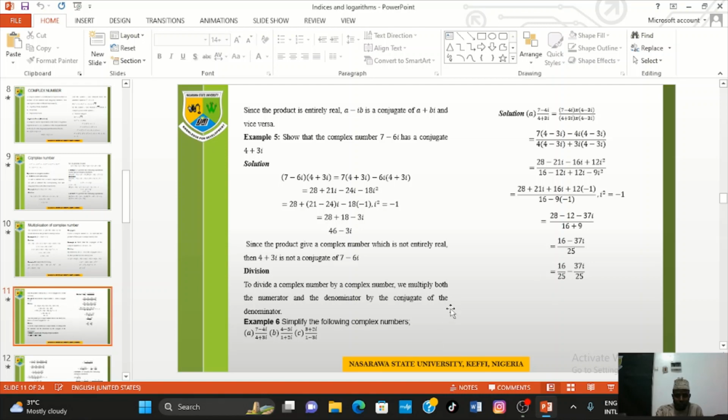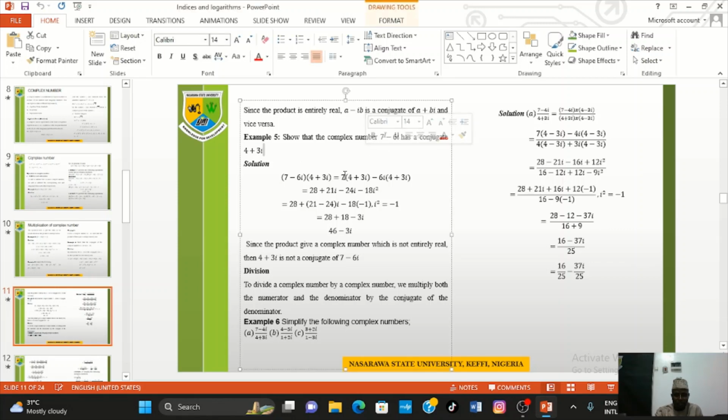Then we can see this example also, that we should show that the complex number 7 minus 6i has a conjugate 4 plus 3i. So to show that it is a conjugate, then you what? You take the product of them. That is, you multiply. So 7 minus 6i, open and close, you multiply it by 4 plus 3i.